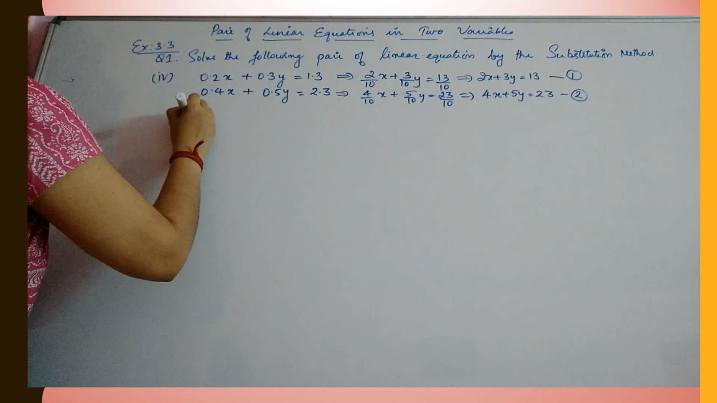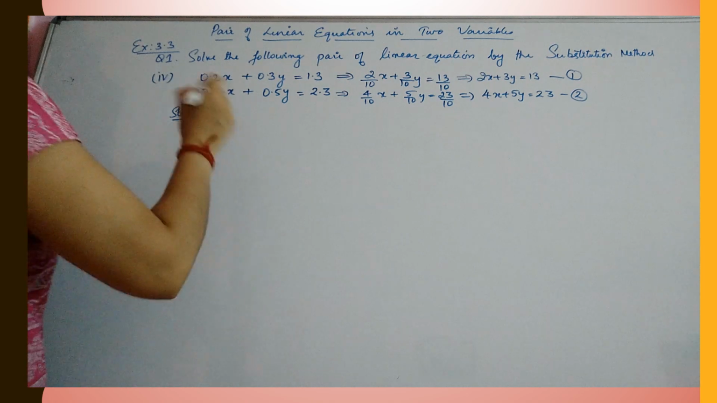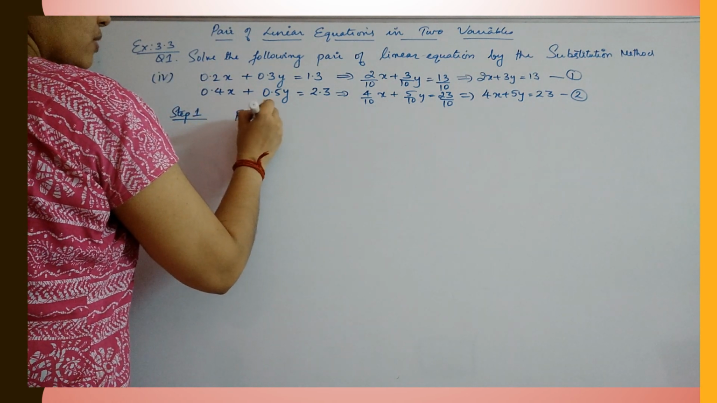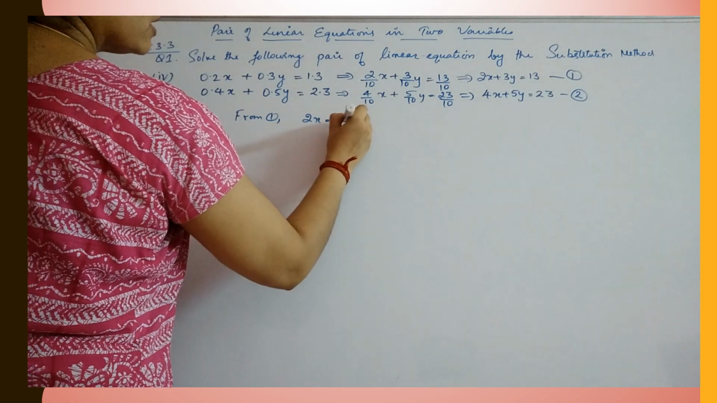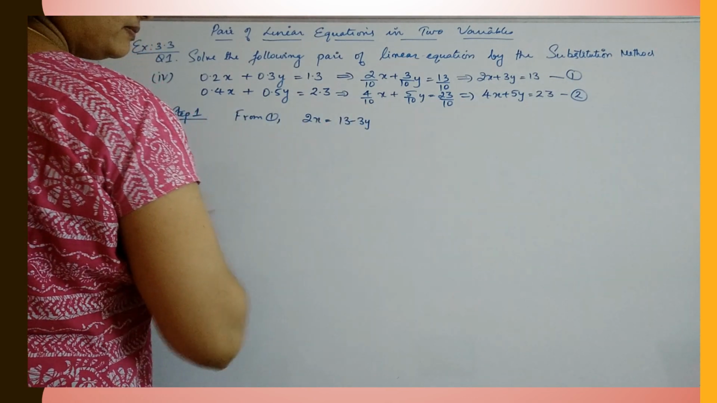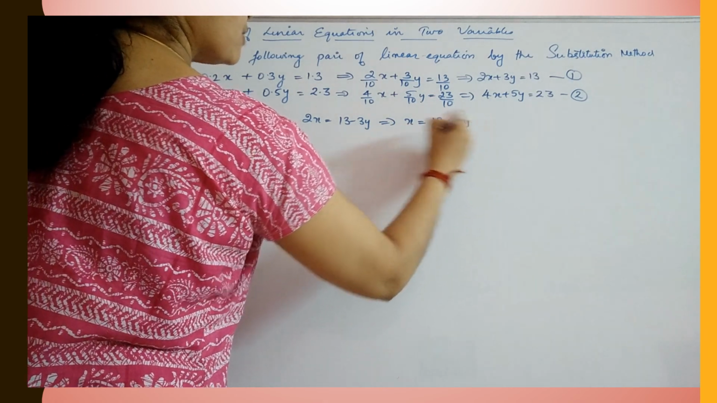Step 1 is you have to find out one variable from either of the equations. So let's start from the first equation. From the first equation, I can just write 2x is equal to 13 minus 3y, or I will get x is equal to (13 minus 3y) divided by 2.